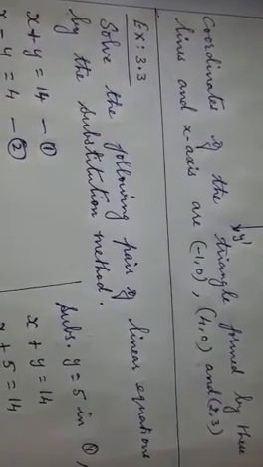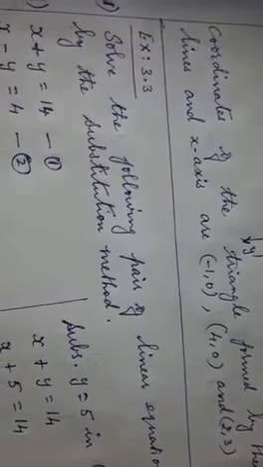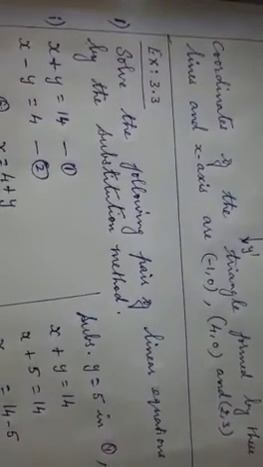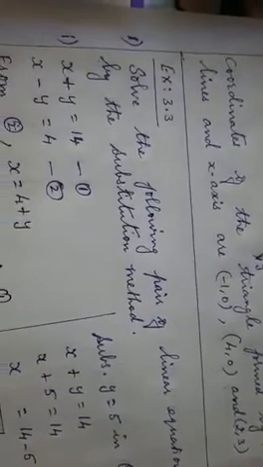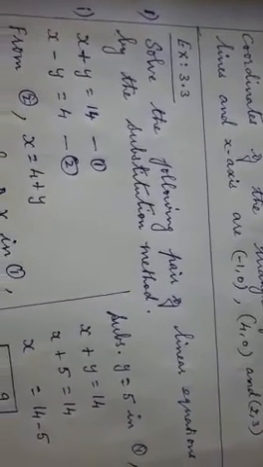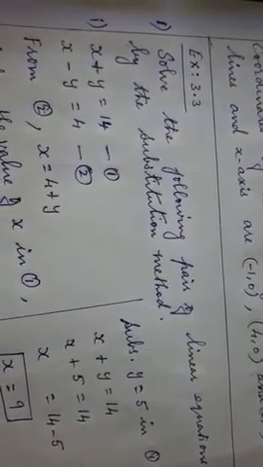The next one is exercise 3.3. Solve the following pair of linear equations by the substitution method. x plus y is equal to 14, x minus y is equal to 4. Take the first one as first equation and the second one as second equation.